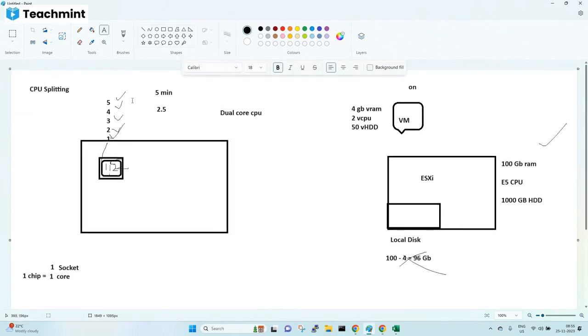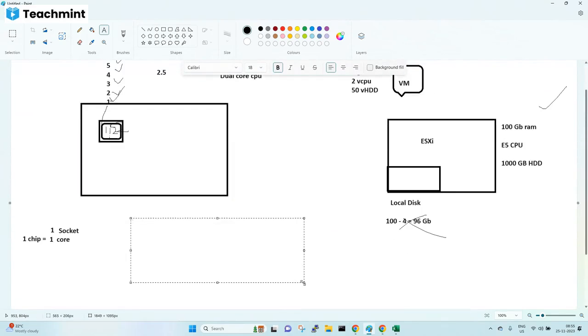So now in this computer, how many sockets are there? 1 socket. Cores? Dual. Dual means 2. So 1 socket and 2 cores. Here the same work was taking 5 minutes, and here the same work is completing in 2.5 minutes. Understood?